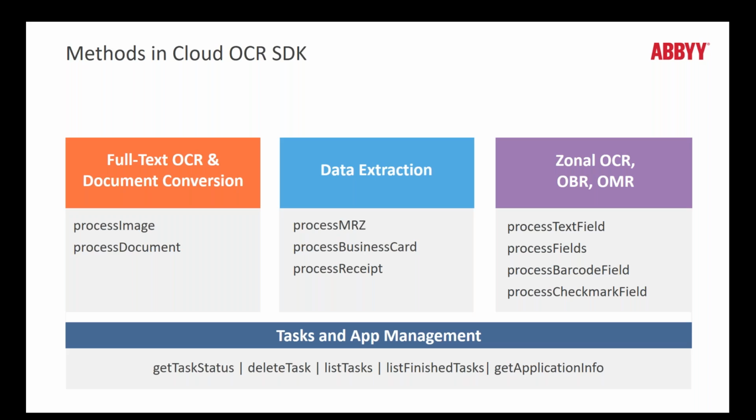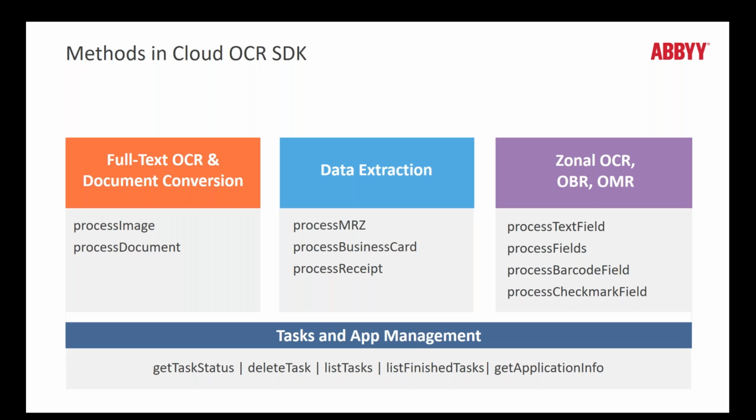Cloud OCR SDK provides as well methods which are already pre-configured to extract data from specific document types, like Eva also mentioned, to extract data from ID documents, so to read the so-called machine readable zone, and to extract data from business cards and receipts. Also, there are a few methods which can be used to extract data from individually specified fields, or to extract barcodes or check marks. So OMR, optical mark recognition, are the check marks.